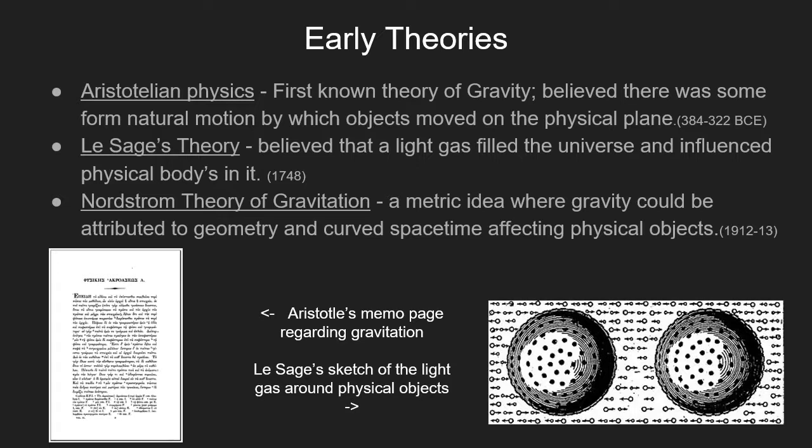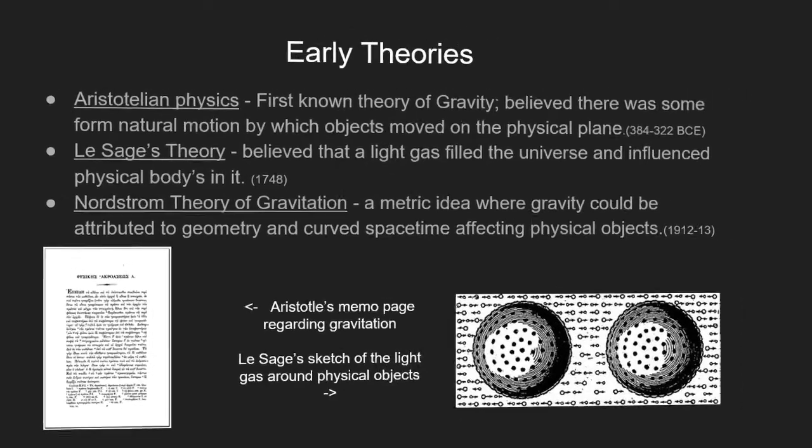Another theory, which actually came well after what we use today, was an idea where gravity could be attributed to geometry. This is more in line with research of scientists like Stephen Hawking and people of that caliber, where they believed gravity could curve space-time and affect other physical objects around it in that way.